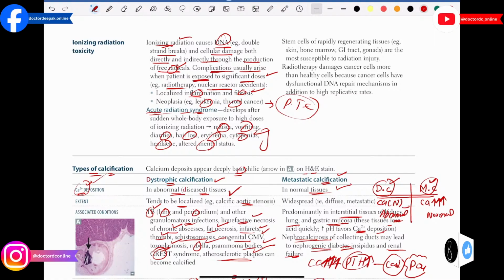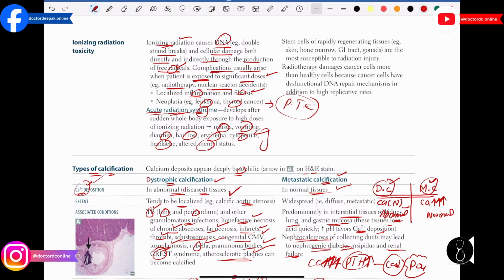So these are the collection of symptoms which are collectively called a syndrome, and you are getting this after the radiation, and that radiation you get, you can see it acutely. So that's why it is called acute radiation syndrome, and it usually develops after sudden exposure to ionizing radiation. So that's why it is called acute.